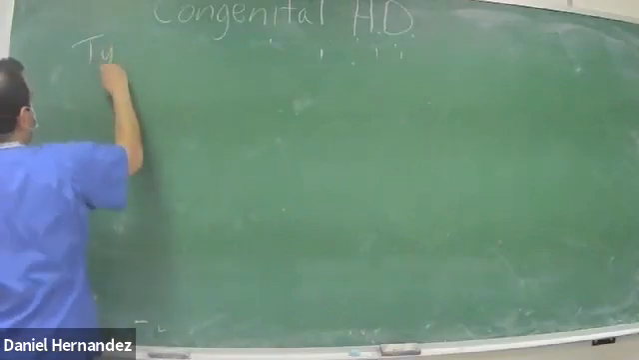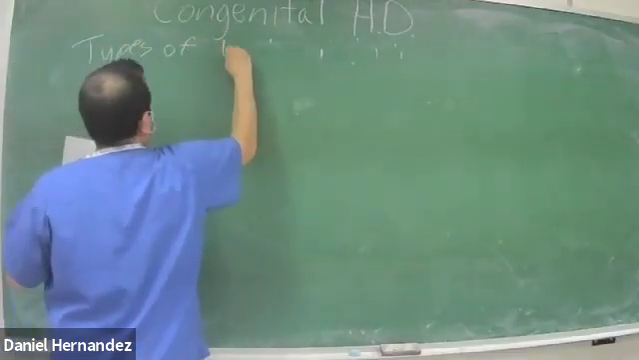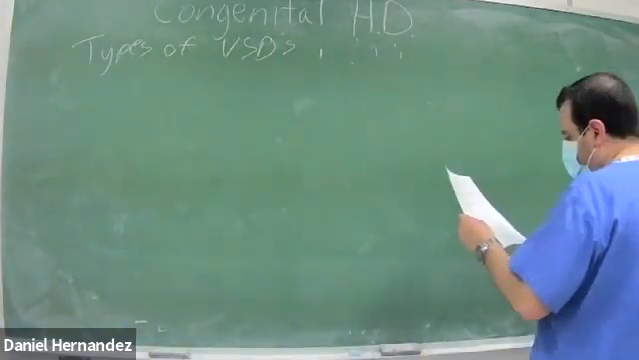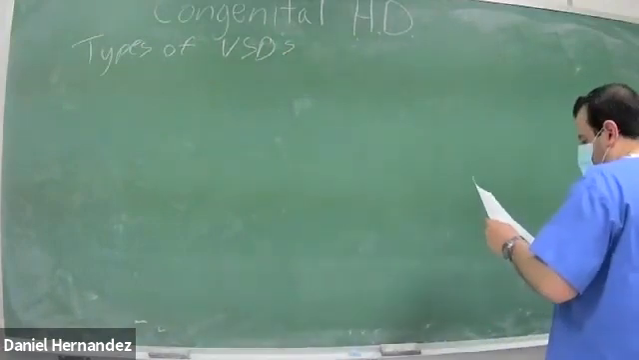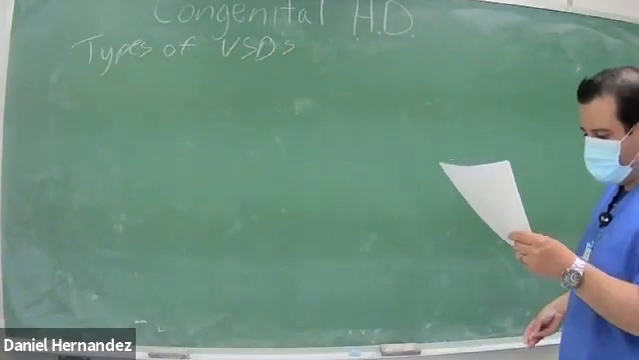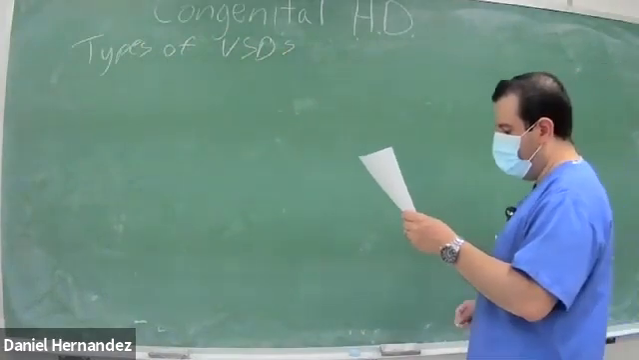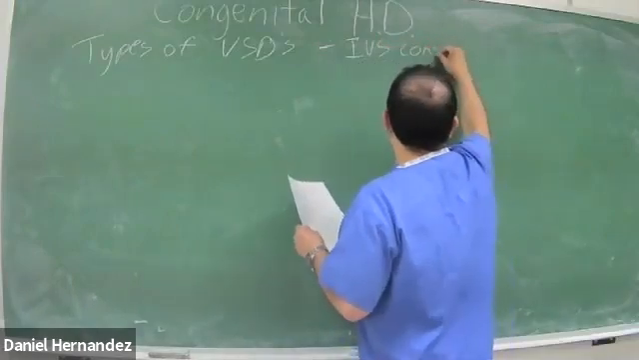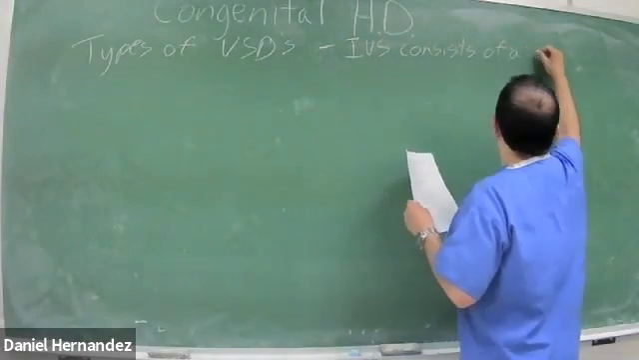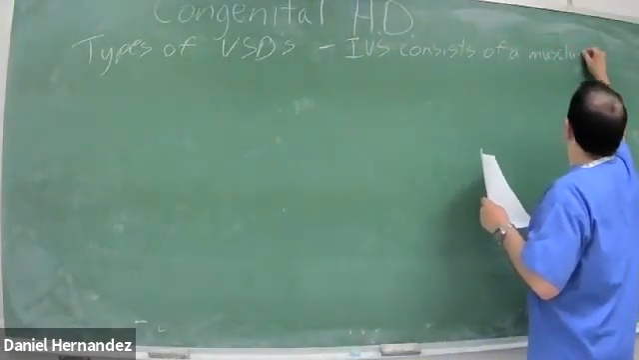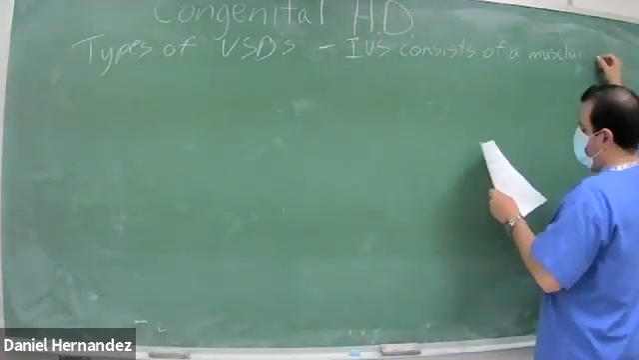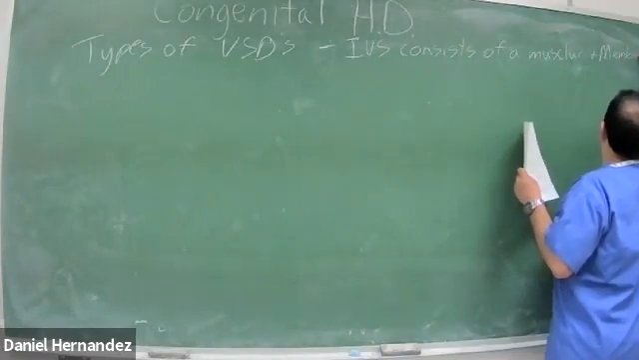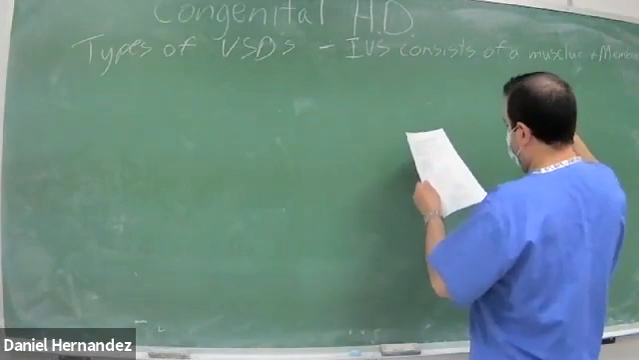So, types of VSDs. When we talk about types of VSDs, we have to remember that the intraventricular septum, the IVS, consists of a muscular septum and then a membranous fibrous septum.